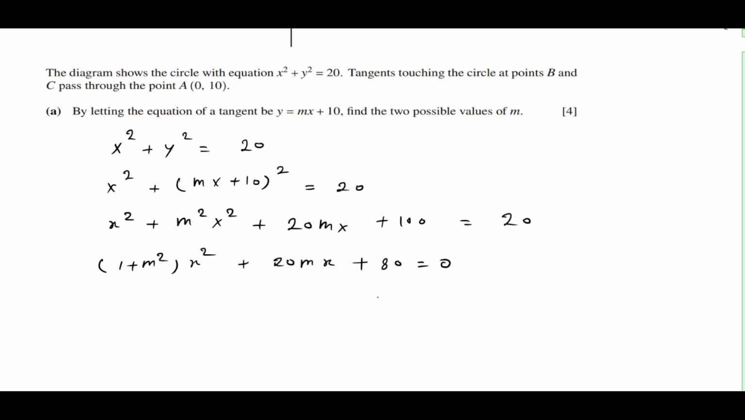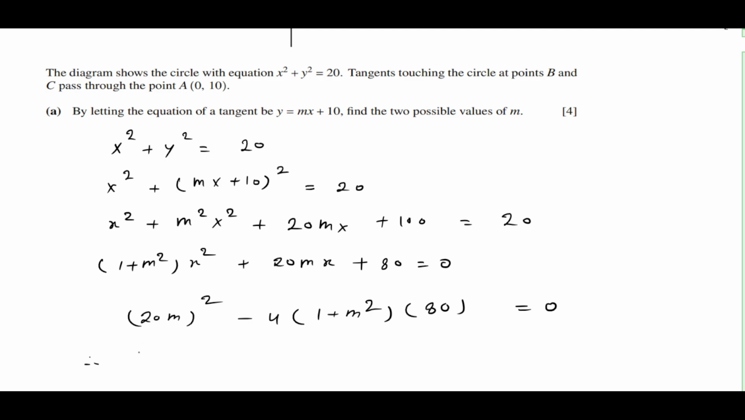Now, y = mx + c is the tangent. That means it is intersecting the circle at one point only, and as it is intersecting at one point, our discriminant should be equal to 0. So, (20m)² − 4 times (1 + m²) times 80 should be equal to 0.